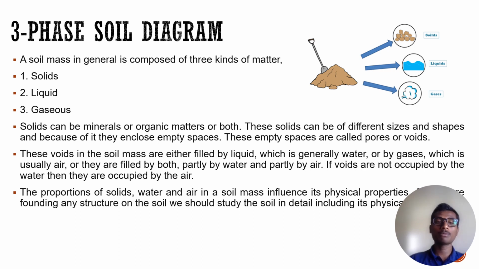If voids are not occupied by water, then they are occupied by air. The proportions of the solids, water and air in soil masses influence physical properties, and reference the structure of the soil. We can study soil in detail, including physical matters upon it. The voids are included in between the solid matters. Considering a soil mass, it shows us all three phases present. The soil grain, water and air separated is known as the phase diagram.